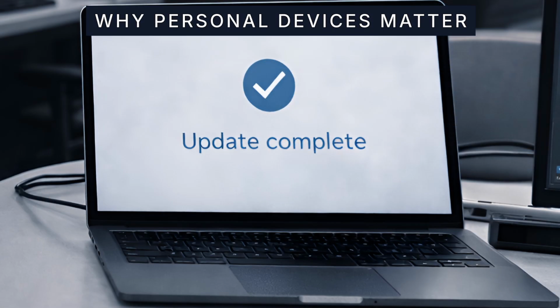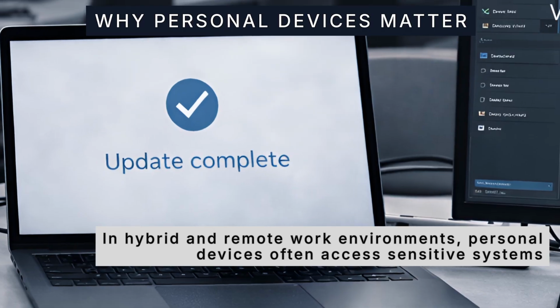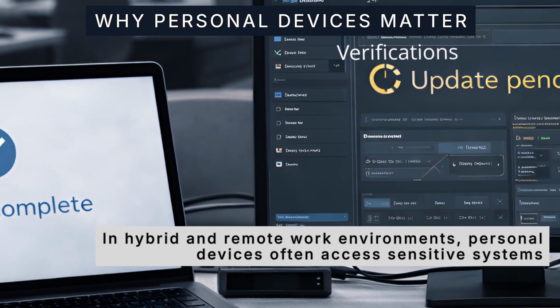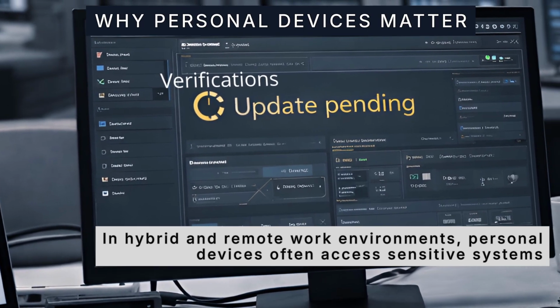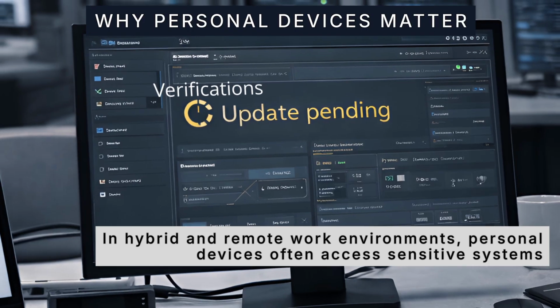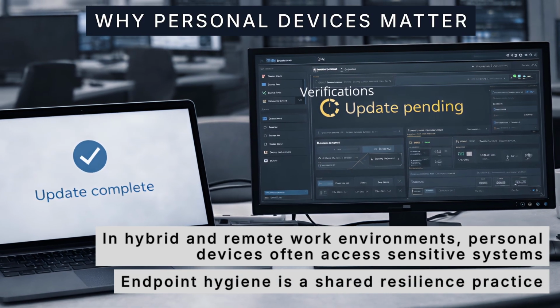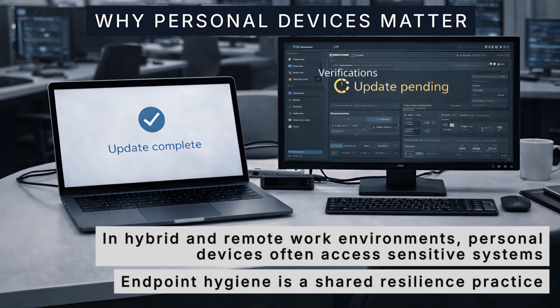Why personal devices matter. In hybrid and remote work environments, personal devices often access sensitive systems. If those devices are unpatched, organizational security is undermined, regardless of how strong central defenses are. Endpoint hygiene is no longer just an IT responsibility, it is a shared resilience practice.